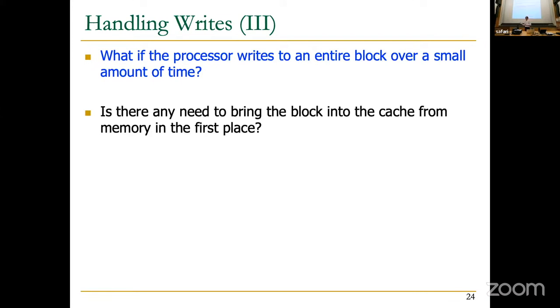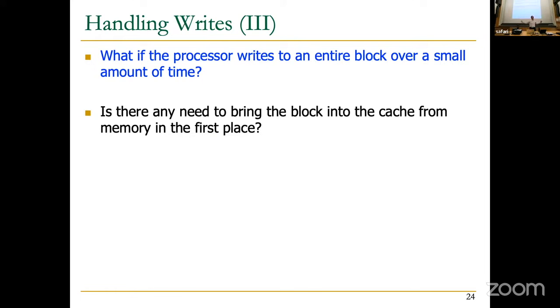And the idea is basically you have a 64-byte block. Let's assume that you write to every single byte. The first 8 bytes, the next 8 bytes, the next 8 bytes. So you do it for every 8 bytes. Then the question is, is there any need to bring the block from the memory into the cache in the first place?